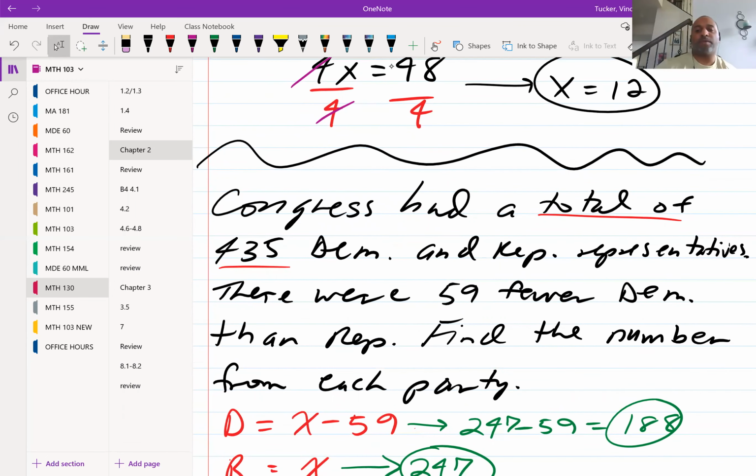All right. So let's look at the next one. Congress had a total of 435 Democrat and Republican representatives. There were 59 fewer Democrats than Republicans. Find the number from each party.